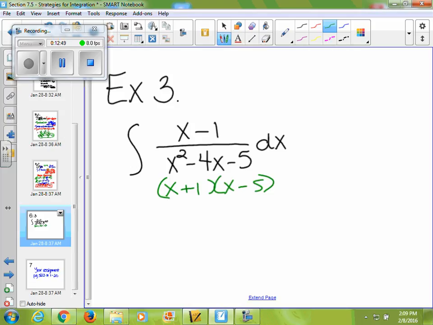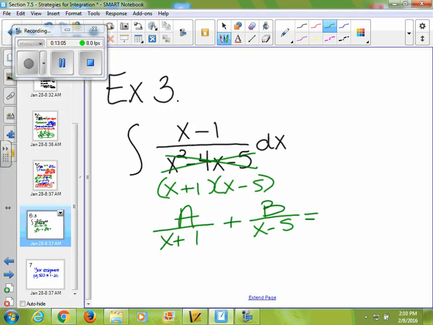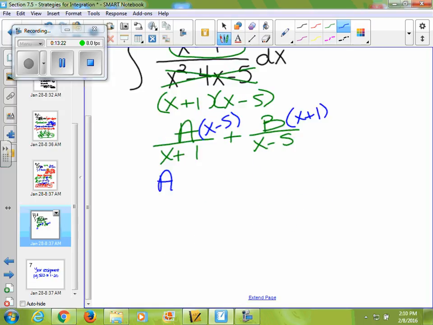Okay, so if I know that's my new denominator, then I'll rewrite this as a over x plus 1 plus b over x minus 5. And that's going to equal this fraction, this numerator up here. So let's find common denominator. So I'm going to take a times x minus 5. I'm going to take b times x plus 1. Okay, so a times x minus 5 is ax minus 5a. B times x plus 1 is bx plus 1b. And remember I said that equals my numerator, which is x minus 1.